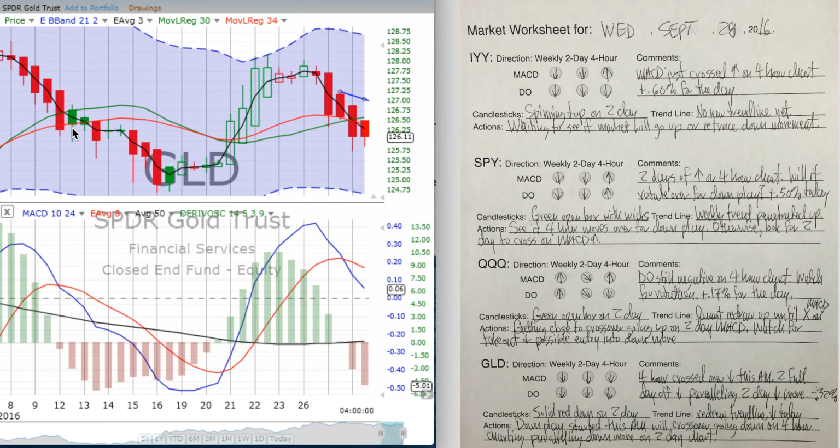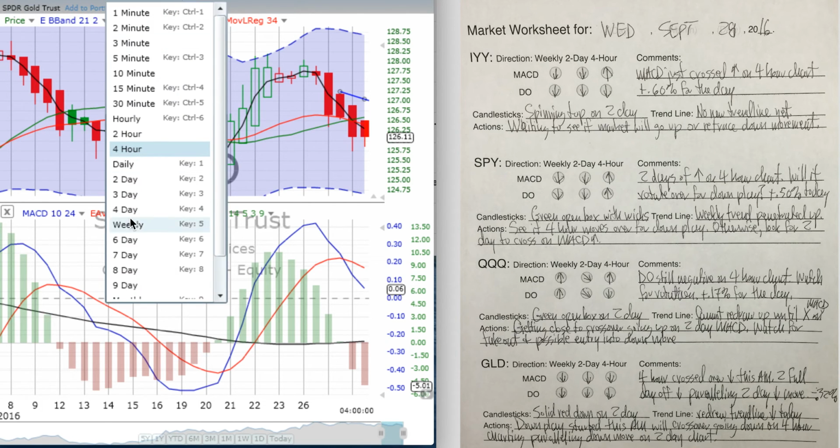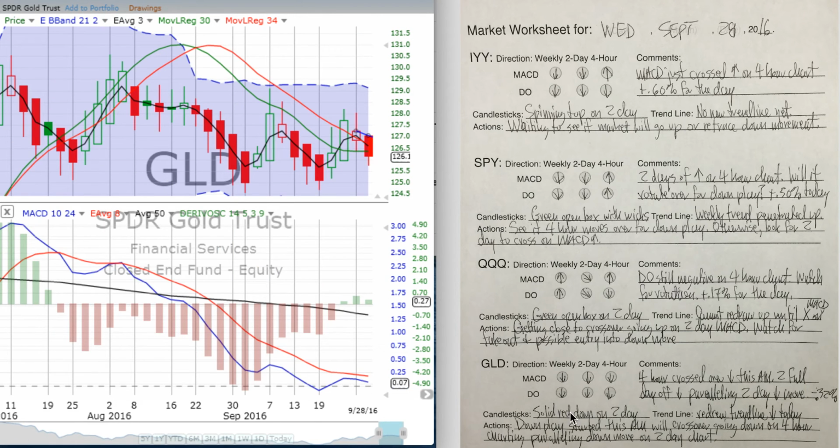What about our candlesticks? And again, we'll go back to our 2-day chart. We have a solid red down candlestick. No up wick, and a wick below moving down. That is a good solid down move on the first day of that 2-day candlestick. Trend line, redrew the trend line down today.